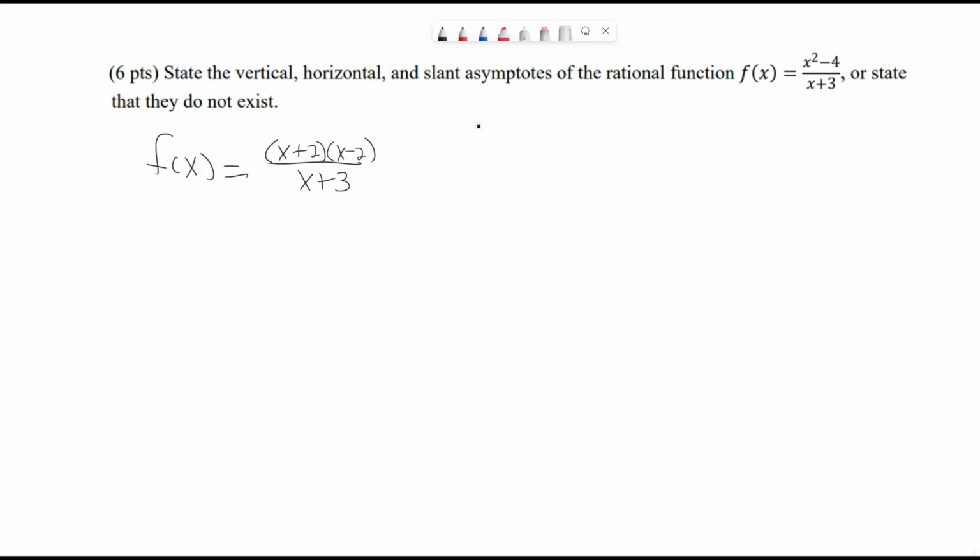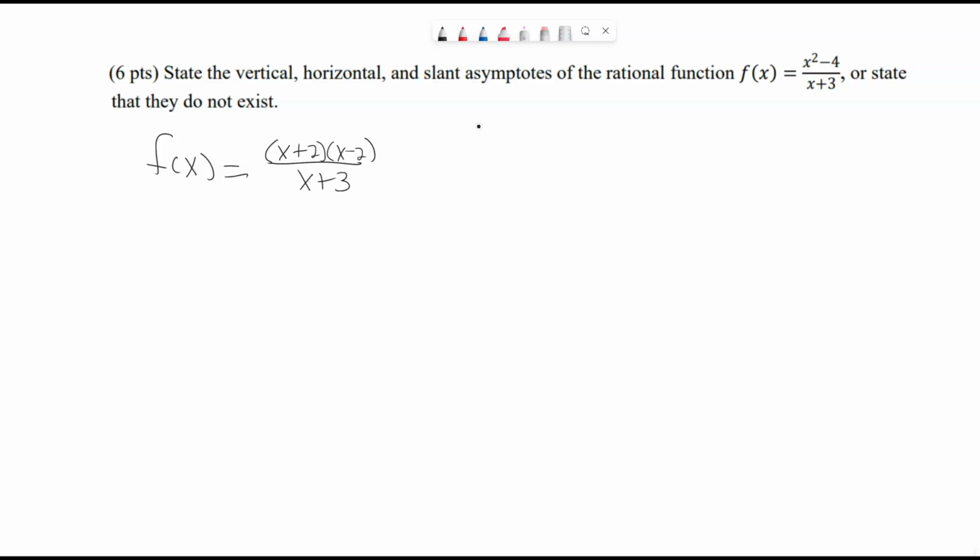Now, from this, you might be able to reduce a factor, which actually creates a hole in the graph, and it might also decrease the number of vertical asymptotes you have. In this case, nothing reduces. The numerator equals 0 at x-intercepts. We're not interested in the x-intercepts on this question.